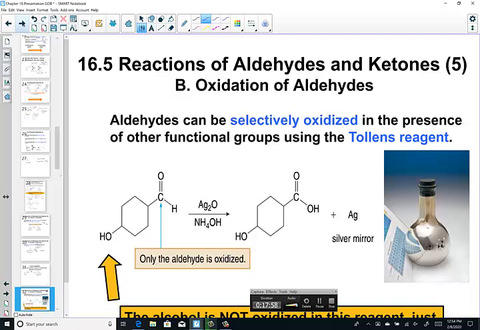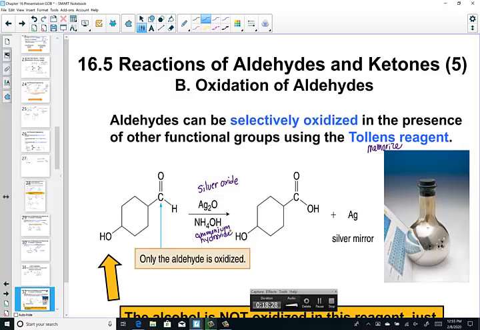Aldehydes can be selectively oxidized with a reagent known as Tollen's reagent. Tollen's reagent is one that you should memorize. Tollen's reagent involves silver. Ag2O is silver oxide in the presence of a very strong base, ammonium hydroxide.